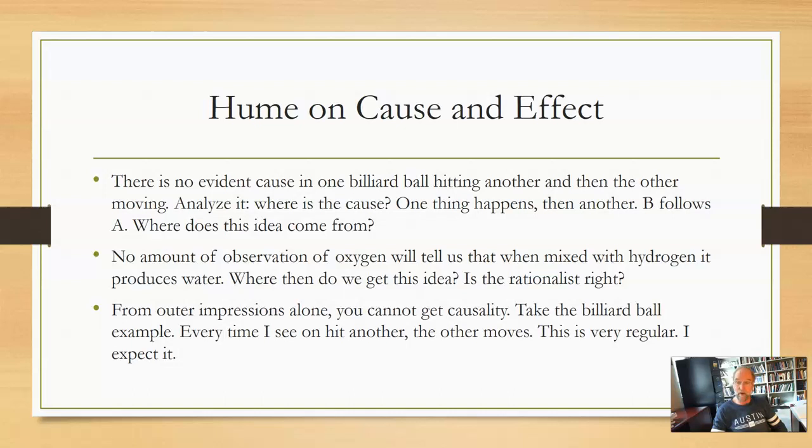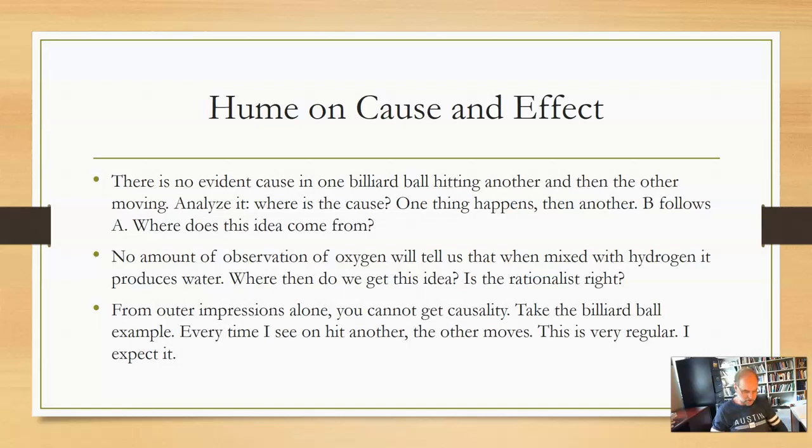Do we get it from the rationalist? Is the rationalist right? No, says Hume. Okay, check it out. From outer impressions alone, you cannot get causality. Take the billiard ball example again. No causality there. But every time you see one thing hit another, every time you see two things hit, one of them moves. This happens very regularly. Okay? So my inner impressions abstract this, and I come to expect the second ball to move. Thus, causality is not a quality in the objects we observe, at least not one we can detect, but it is a habit of association in the mind by repeated observation of A following B.